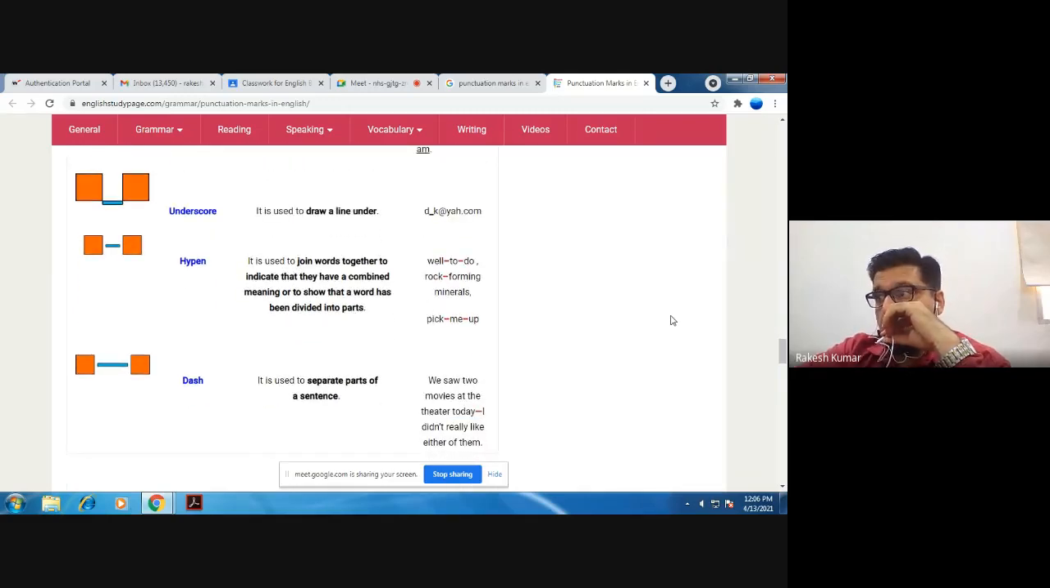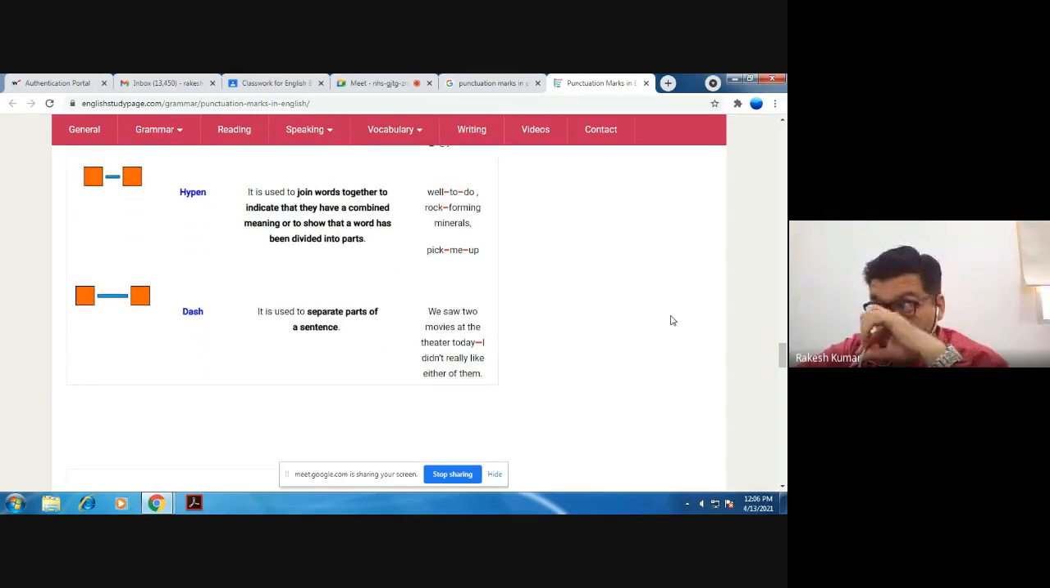Then we have underscore. It is used to draw a line under. It has a usage where you try to differentiate a word from the other alphabet. So that is more for differentiation. When you put the underscore, it means you try to differentiate one alphabet from the other.